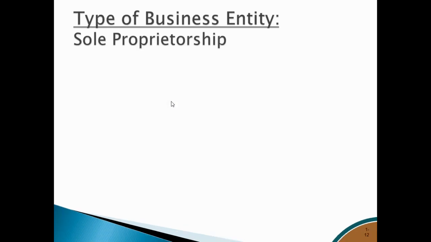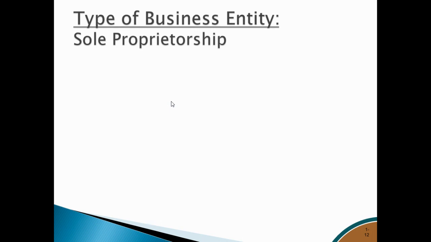All right, so let's go to the next section. It's on type of business entity. Initially we looked at the core topics on investment decisions, financing decisions, and dividend policy. So now we're going to look into the business entities. What are the types? And I guess you are familiar with these types of business entities.